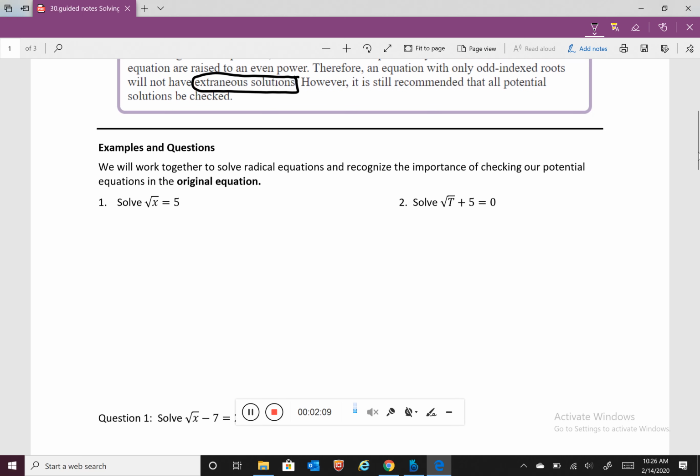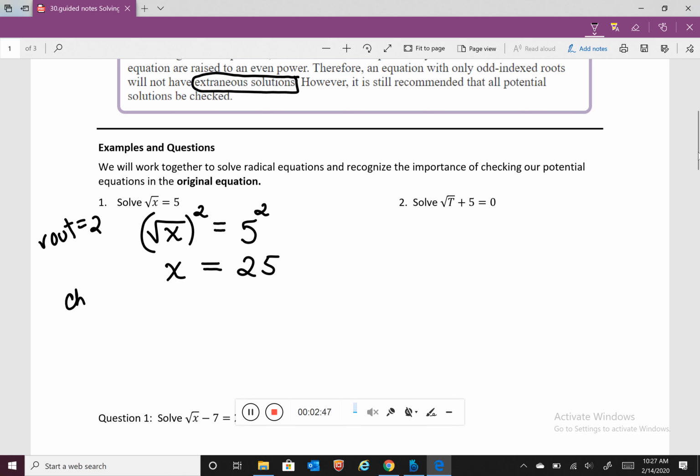So first we're going to solve the square root of x equals 5. Notice that the root is 2. So we're going to take each side and raise it to that power to undo the root. So the square root of x squared, and I need to keep this equation balanced, so I need to take 5 and also square it. The square root undoes the square power and leaves us with x. Therefore, x is found to be 25.